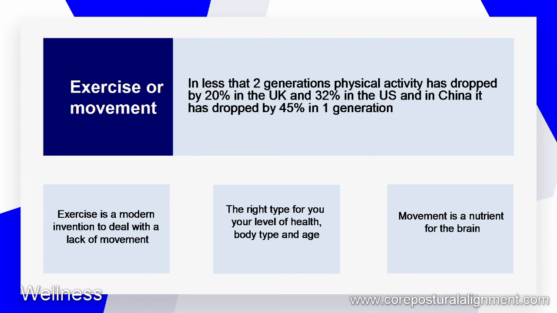And if you think about babies, let's have a think about them. They're constantly moving. Because what's this movement doing? It's developing their brain. The more movement they have, the more optimum brain development they will have. And sadly, in less than 2 generations, physical activity has dropped by 20% here in the UK, 30% in the US, and in China, it has dropped by 45% in just 1 generation.